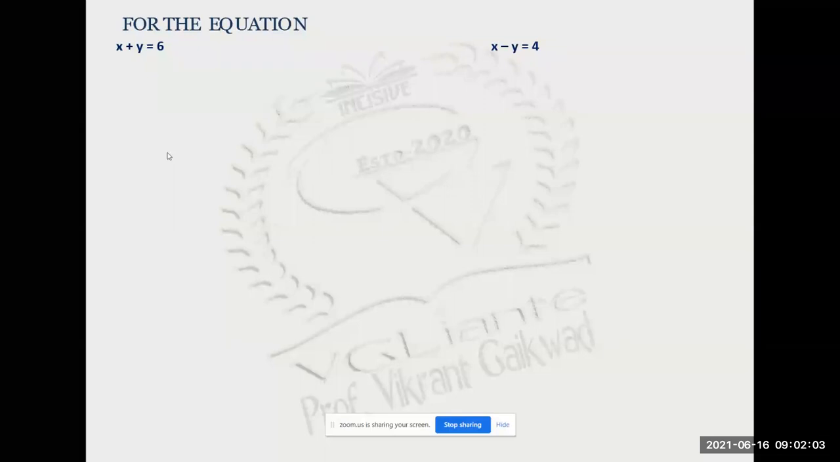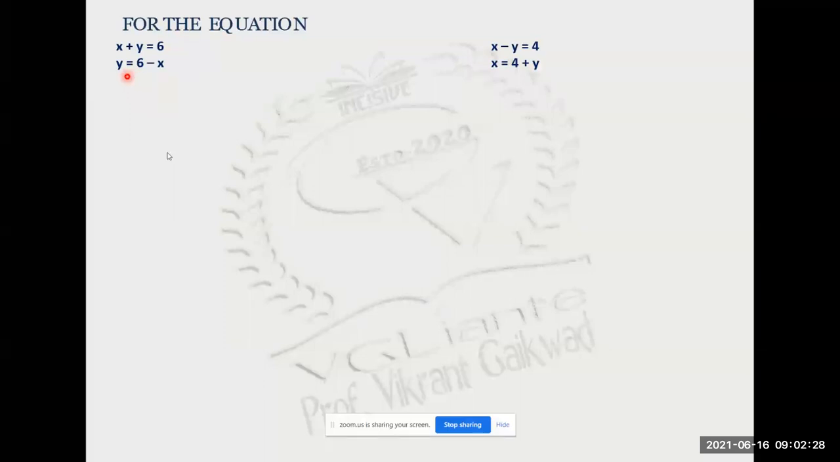You can see the equation x plus y equals 6 and x minus y equals 4. Now what we are going to do is shift the position of one of the variables. Here, x plus y equals 6, I'm shifting the position of x to the other side. So the equation is rewritten as y equals 6 minus x.